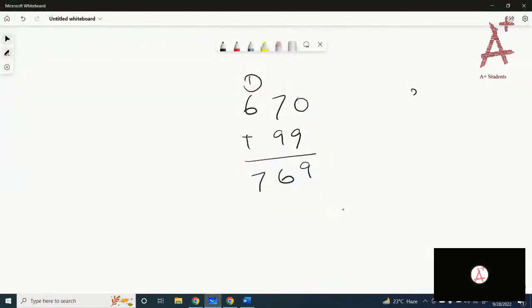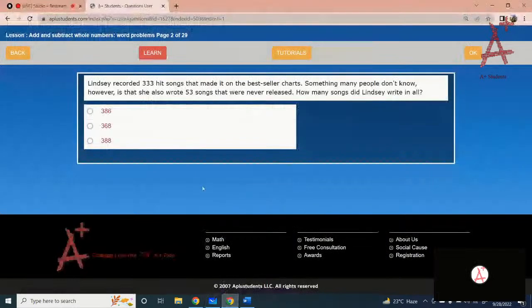Just add 333 and 53. 333 plus 53. So add the digits that are at the ones position. So 3 plus 3 is 6. Then you have to add the digits that are at the tens position. So 5 plus 3 is 8, and 3. That means in total she wrote 386 songs. Got it? So select the correct option and click on the OK button.